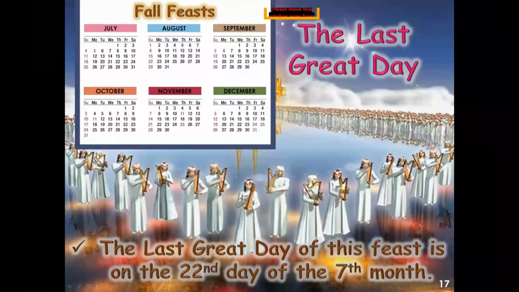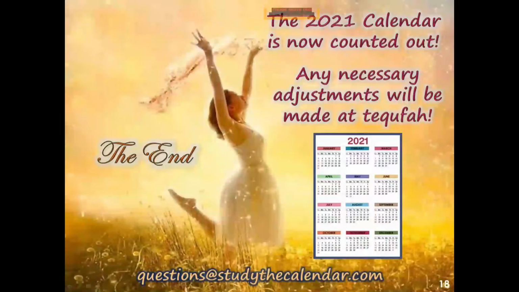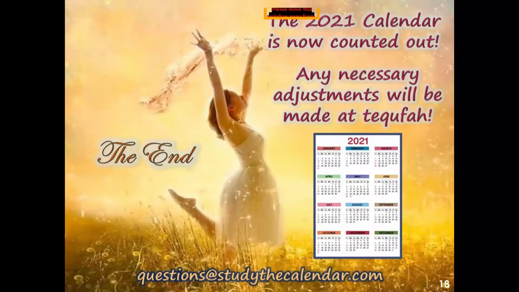And you now have finished the calendar. The 2020 calendar is all now counted out. You all did it. But remember, if there's any adjustments to these dates, we will make them next year when we figure out exactly the day of Tekufa in case the internet was wrong. So if there's any questions, there's the website down there that will reach Tim or myself. And don't forget, everyone, this is Yah's Covenant Calendar.